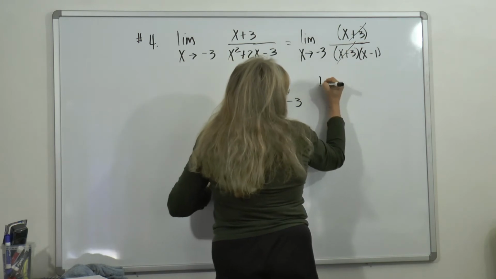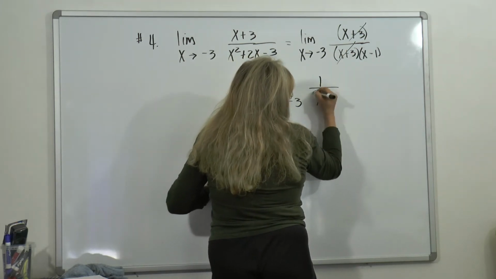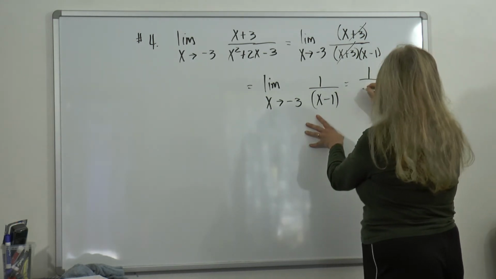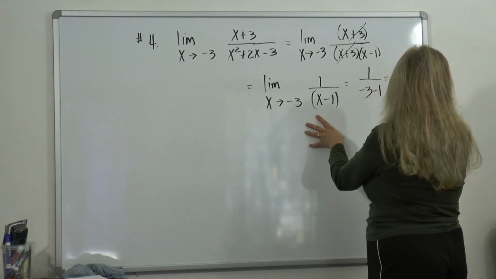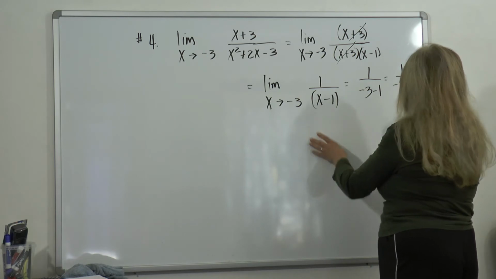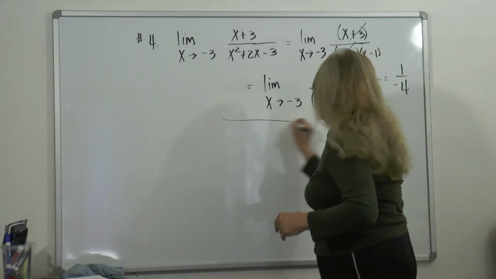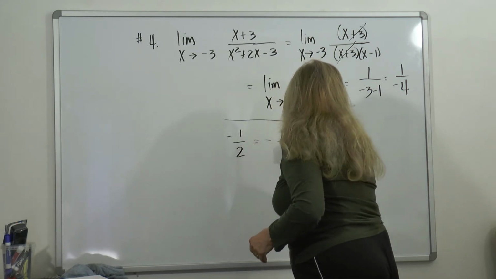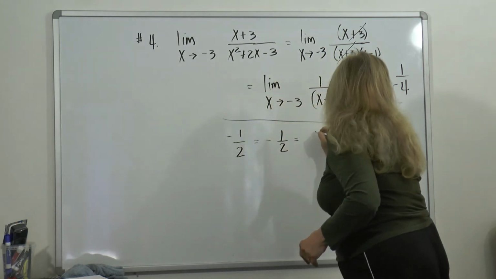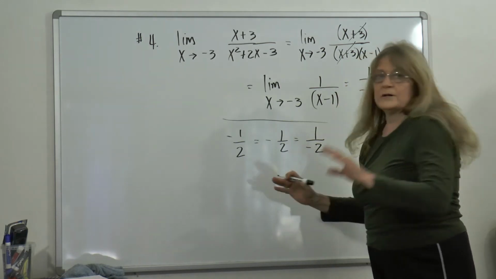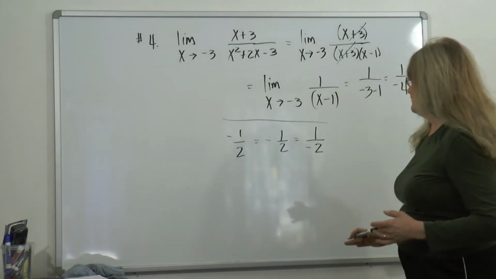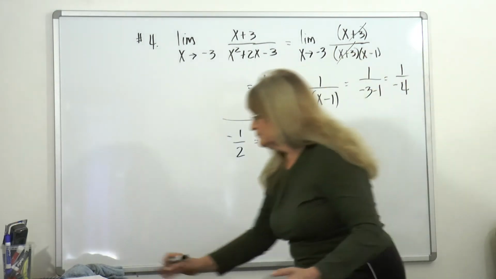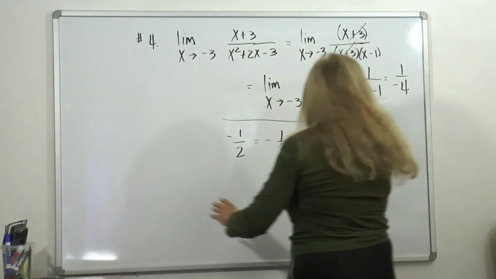Okay, so you can have a 1 over x minus 1. So if I put a negative 3 in here, I'm going to have 1 over negative 3 minus 1, 1 over negative 4. Also, remember this, okay? Negative 1/2 written like this is the same thing as negative 1/2 written like this, or 1 over negative 2. Those are all equivalent. It doesn't matter where the minus sign falls, as long as there's just one, because if there's two, they cancel each other. Okay?